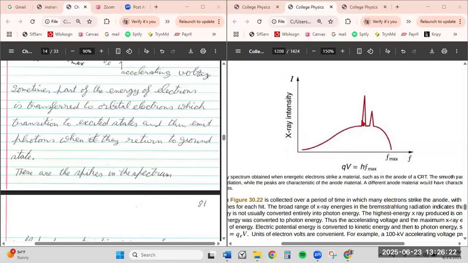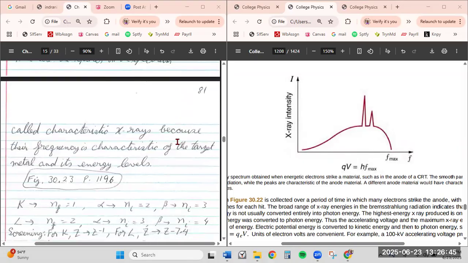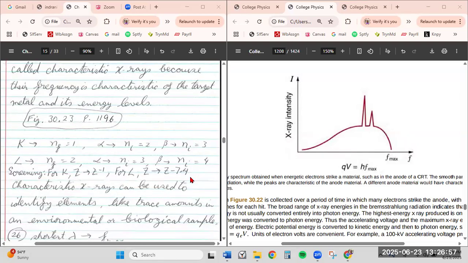So that's what these spikes represent. Now, the location of these spikes is a characteristic of the element of the target metal. And so by looking at the location of these spikes, one is able to identify the element in the target. For that reason, the spikes are called the characteristic X-rays, because their frequency is characteristic of the target metal and its energy levels.